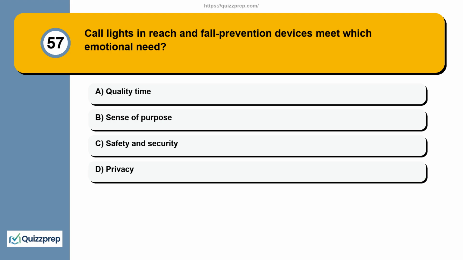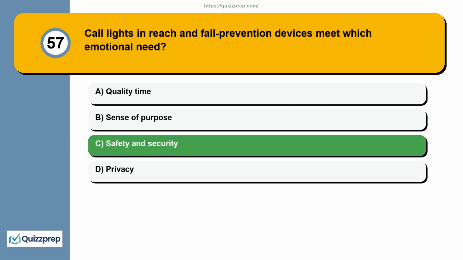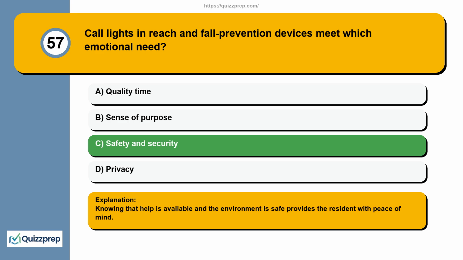Question 57. Call lights in reach and fall prevention devices meet which emotional need? Quality time, sense of purpose, safety and security, privacy. Knowing that help is available and the environment is safe provides the resident with peace of mind.